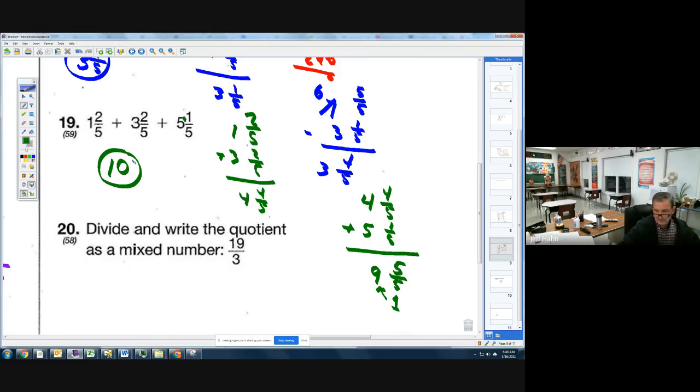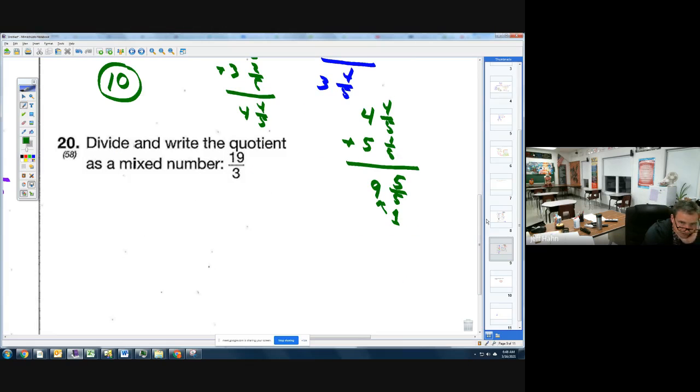And finally, the last problem here is divide and write the quotient as a mixed number. So they told you exactly what to do. You are going to take 19 and you are going to divide it by 3. And I need to make a mixed number as my answer. 3 goes in 19 6 whole times. I cannot leave it as a remainder of 1, but I make a fraction out of what's left. Remember, the 1 is the top number, and whatever my divisor was is my bottom number. So the answer to that was 6 1/3.